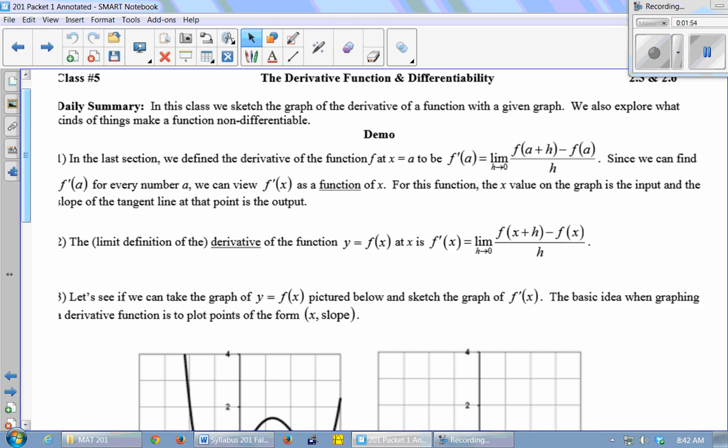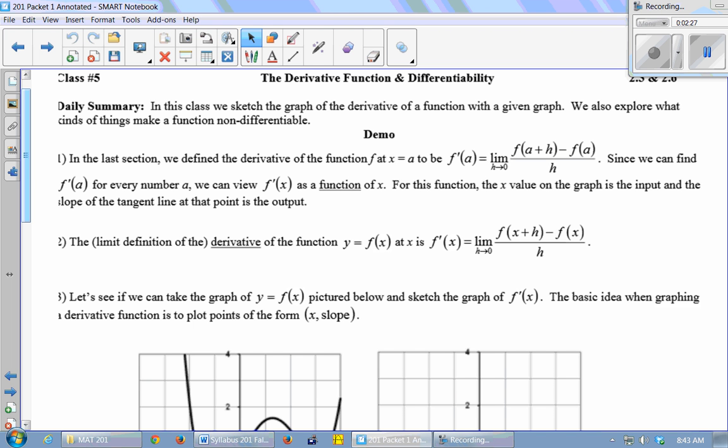Since you can find f prime of a for every number a, you can pick any number at all and find the derivative of the function at that point. At any point on the graph, you can draw a tangent line and find its slope. That means we can view f prime of x as a function of itself, another function. For each input x, there is exactly one output that represents the slope of the tangent line of f at that point.